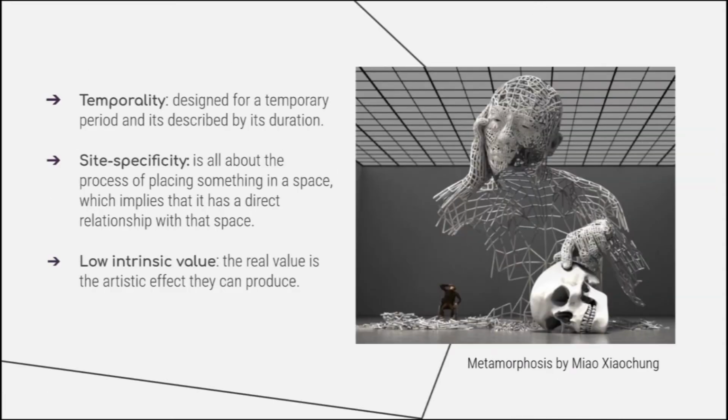Temporality. Installation art is almost always designed for a temporary period, and it is described by its duration rather than the typical measurements of height, length, and width, as happens with painting or sculpture. Site specificity. An art installation is all about the process of placing something in a space, which often implies that it has a direct relationship with that place. There's a reason why they are installed in that specific place. This quality makes installation a truly unique form of art. It goes beyond the installation itself, but as a whole with the place in which it's located.